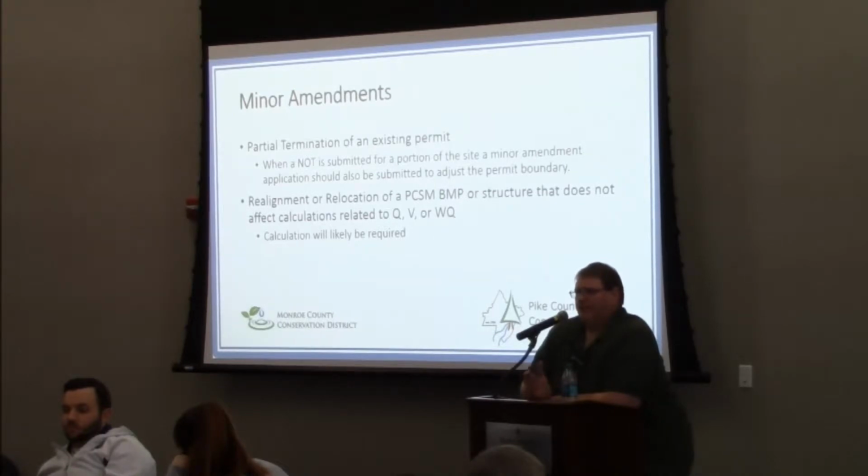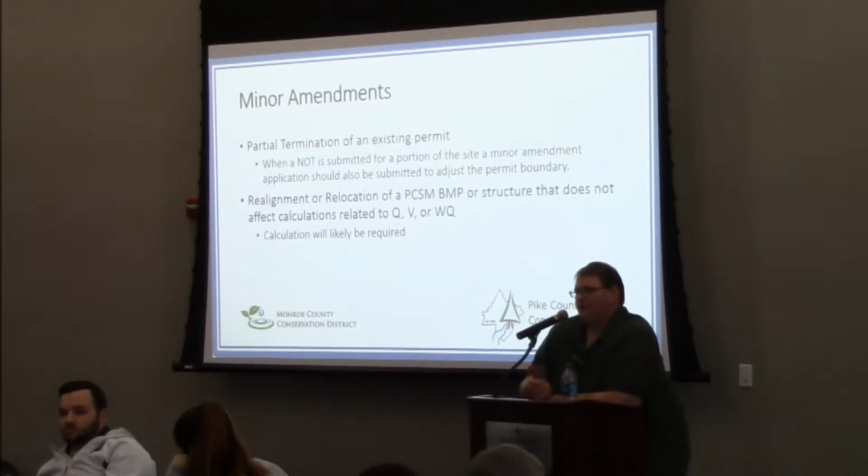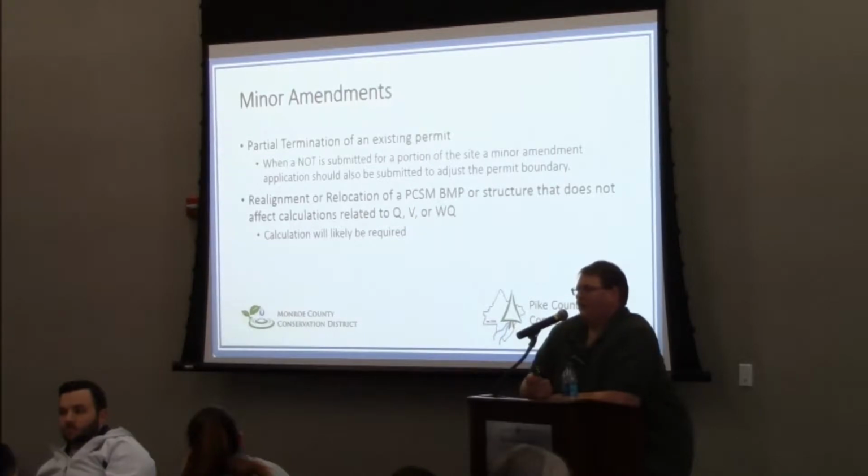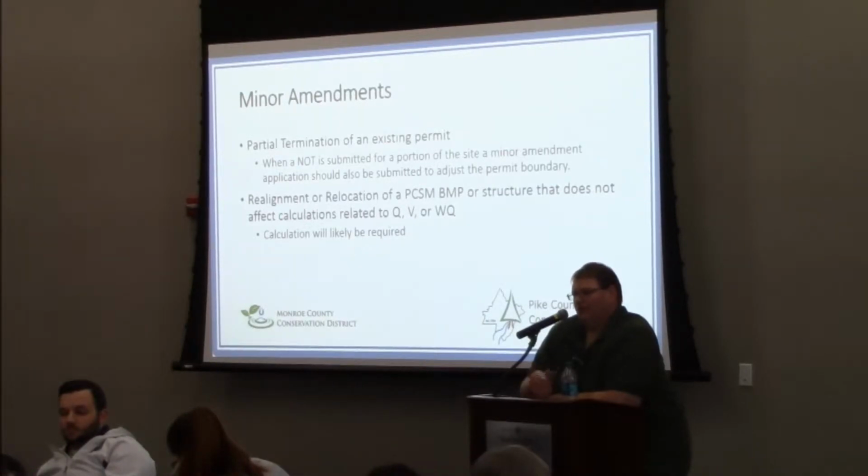Partial terminations of an existing permit. So if you have a project that has maybe multiple pieces and parts, you have the ability to do an NOT. There are some restrictions to how that happens, and that's set forth in the NOT documents. But you have the ability to do a partial NOT. So when that's submitted, in addition to submitting the NOT paperwork, you also need to submit for a minor amendment. And that minor amendment is pretty simple. It just carves out the new permit boundary, excluding the section that's been done.